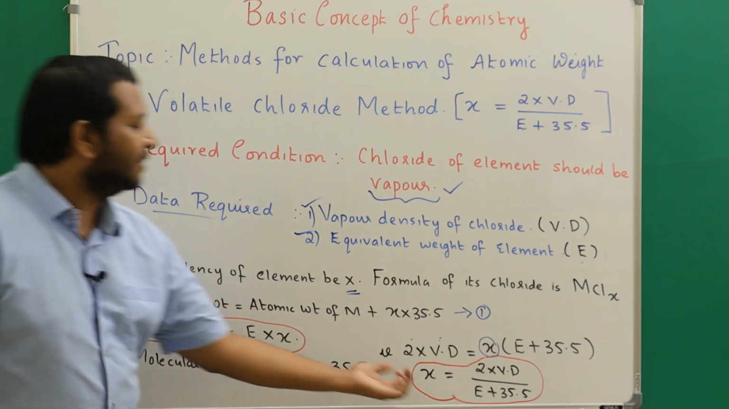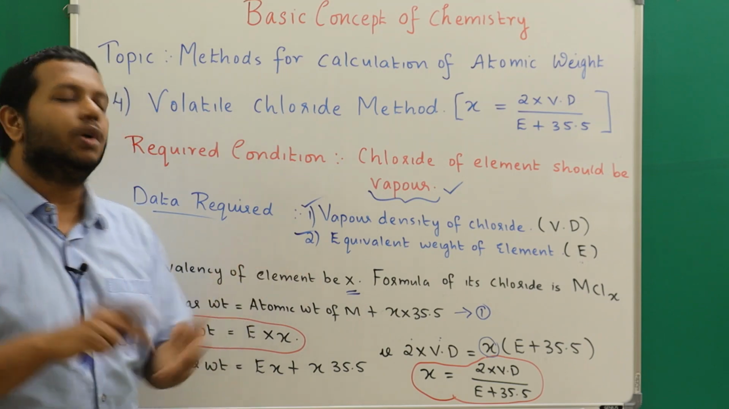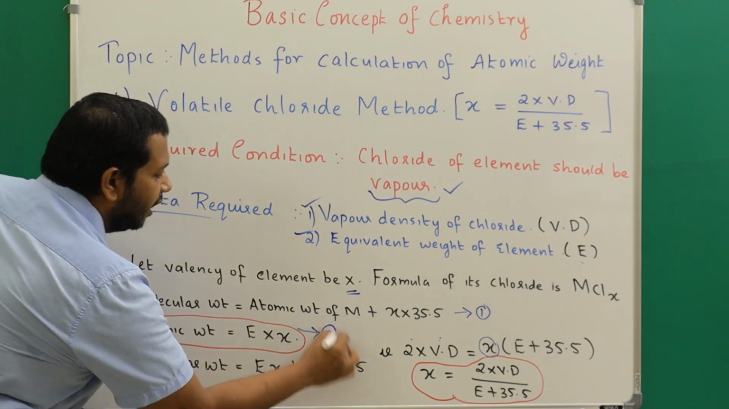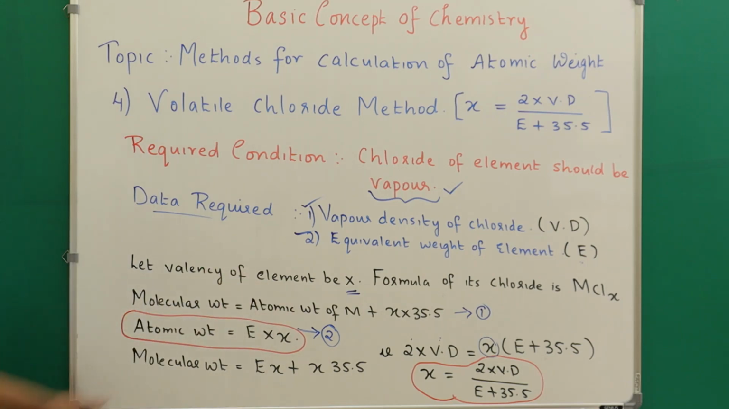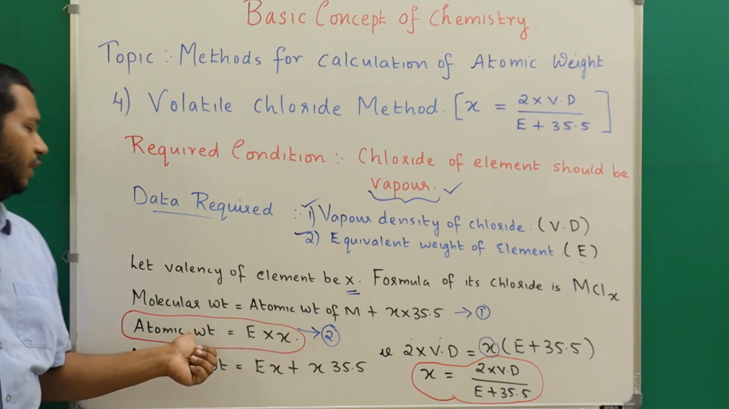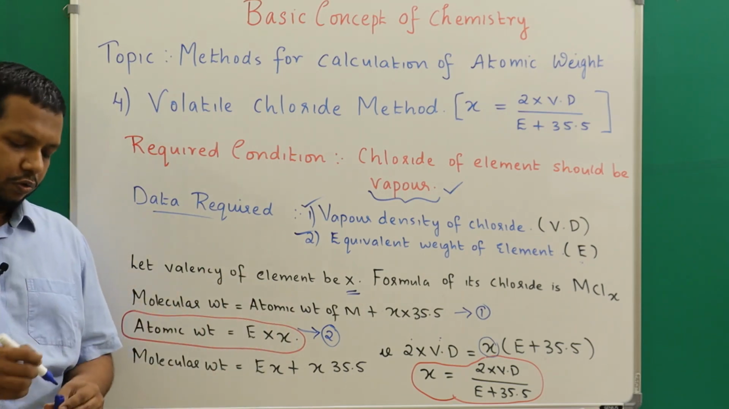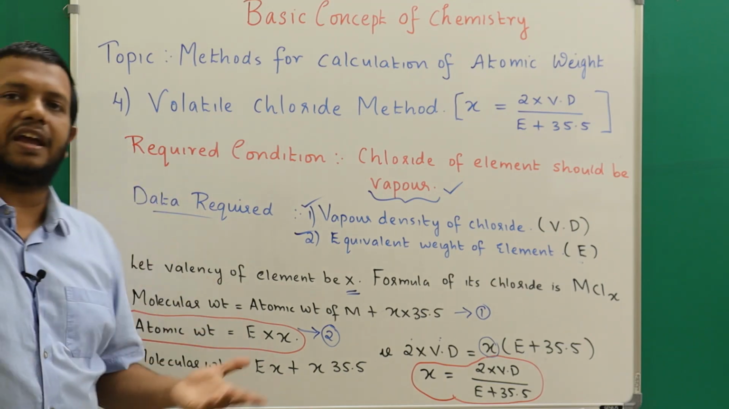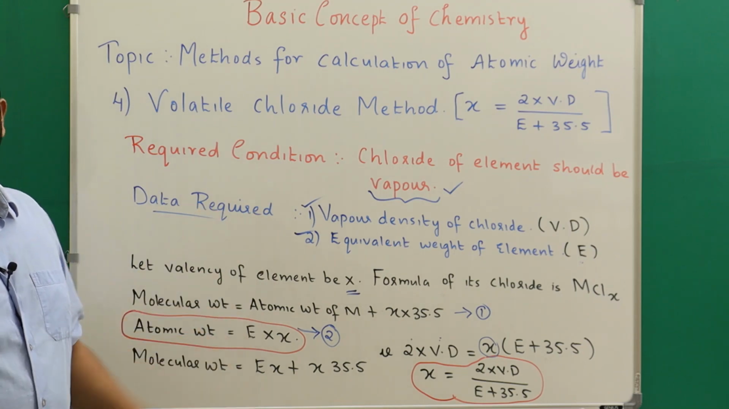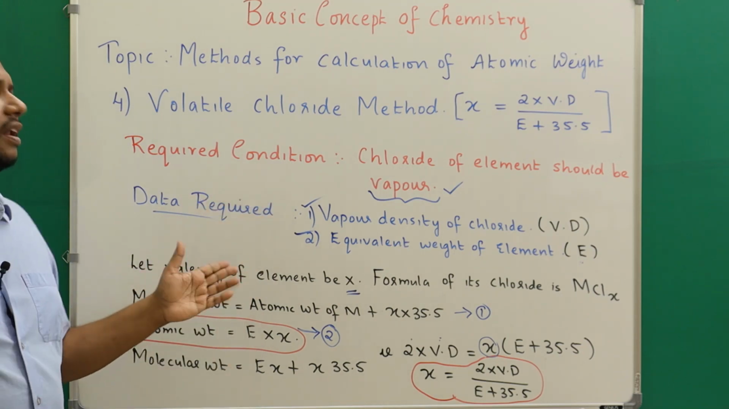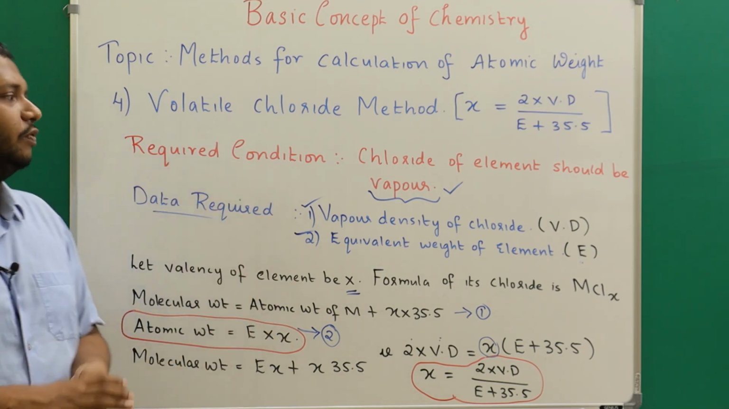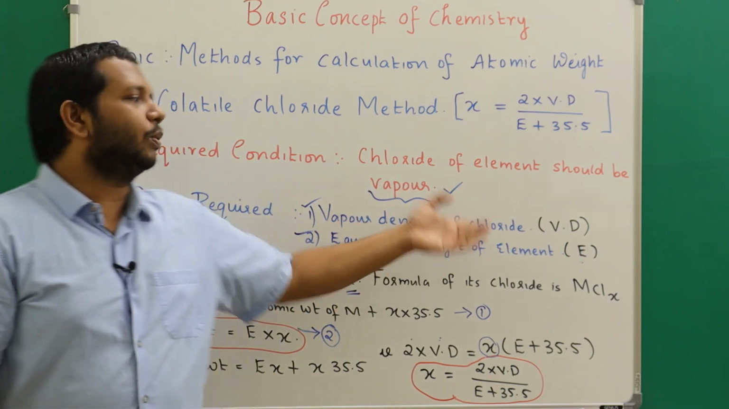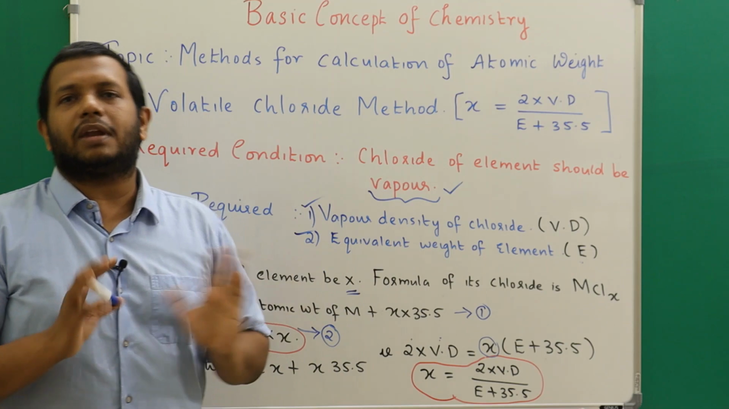Once you get the valency, you just need to apply it in my equation 2. X you know, equivalent weight you know, so you will get the atomic weight. So this is also a rare method. Sometimes they used to ask in exams, very rare, but for JEE you need to learn. So please understand, in an experimental condition where you know the vapor density of that particular metal chloride and you know the equivalent weight of the element, you need to calculate the atomic weight.